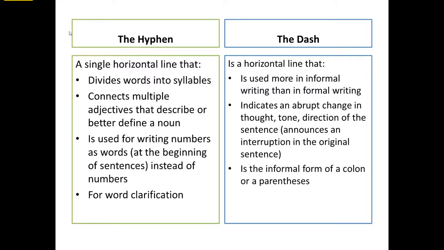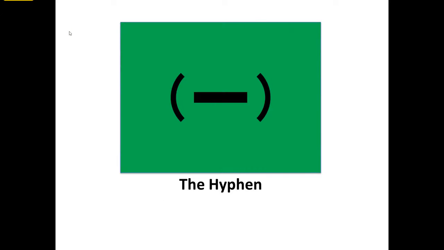The dash is the horizontal line, but it's used more in informal writing than in formal writing. And it can also indicate an abrupt change in the thought, tone, or direction of the sentence. It's an announcement that says this sentence is turning to the right. The dash is also the informal form of a colon or a parenthesis. We also have the en dash, and it goes between two dates or two page numbers. So we have the hyphen.